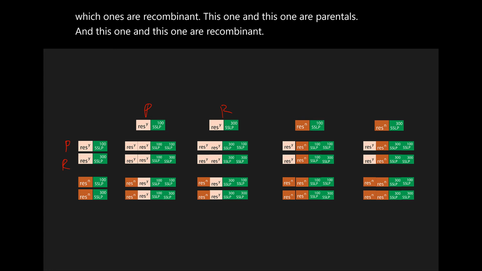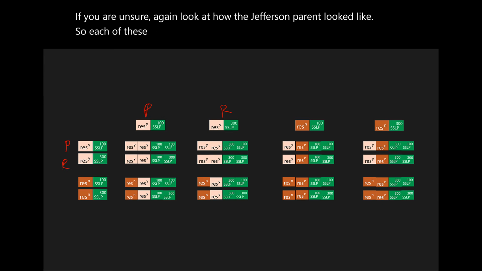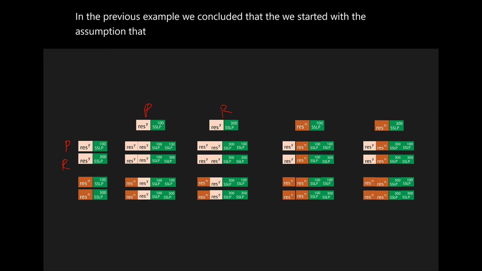If you are unsure, again, look at how the parent looked like. Each of these has a frequency associated to them. In the previous example, we started with the assumption that the distance between the marker and the gene of interest was 50%.